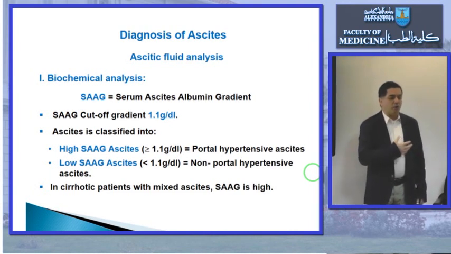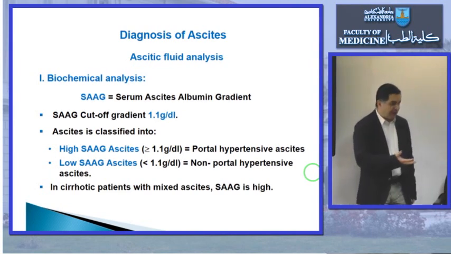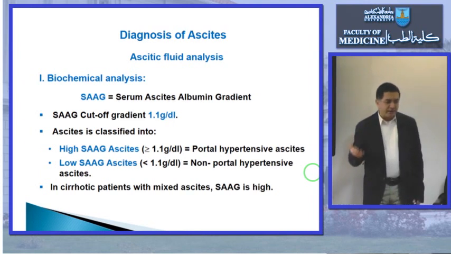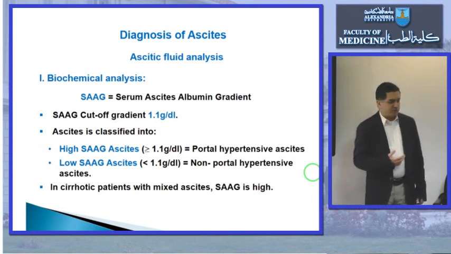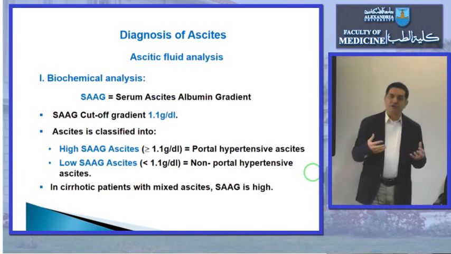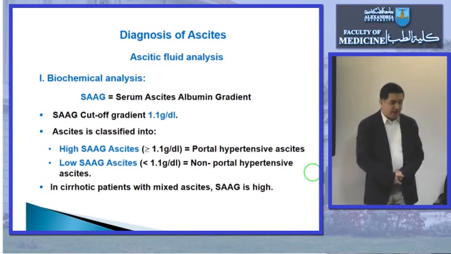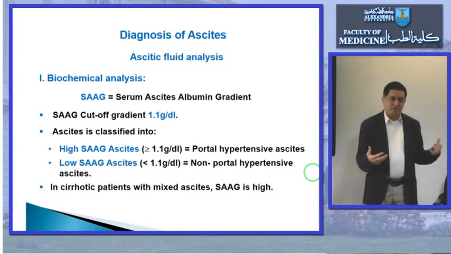If it is equal or more than 1.1 gram per deciliter, it means that this patient has ascites which is related to portal hypertension. However, if it is less than 1.1 gram per deciliter, it means that the patient has ascites which is due to other causes rather than portal hypertension. So it can differentiate between cirrhotic ascites or portal hypertensive ascites and non-portal hypertensive ascites. This is with a high sensitivity and specificity, which I mean is high accuracy. However, it is not 100%, of course.